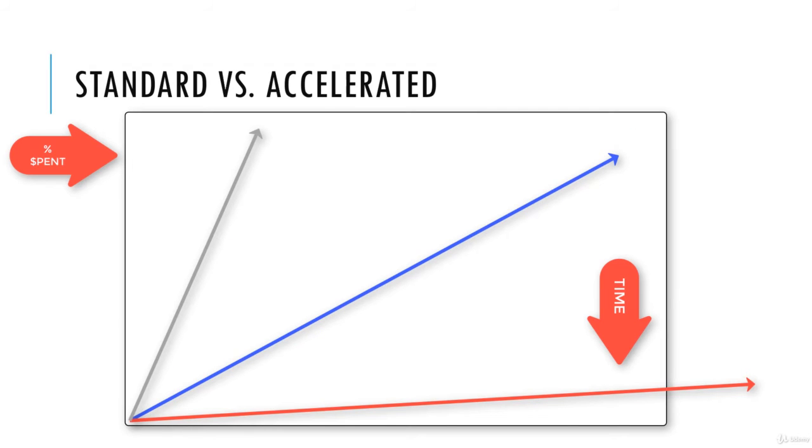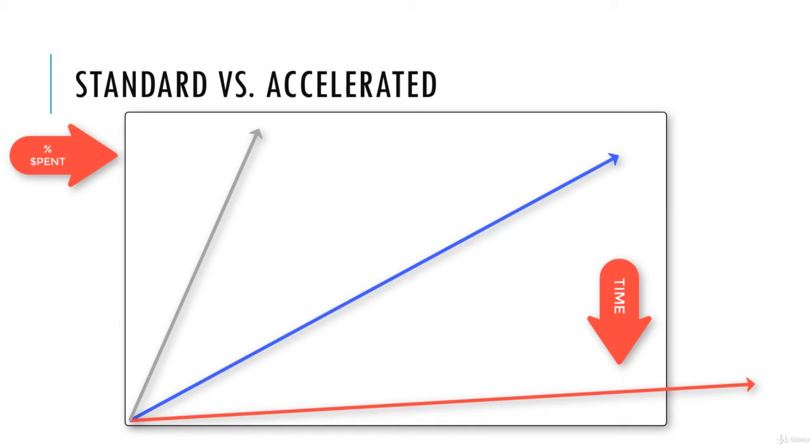Let's look at an example of standard versus accelerated. Each line represents an ad set with a $15 budget. Bottom is time. The up and down is percent of budget spent. So look at that top gray line. This is an example of spending your budget on an accelerated delivery schedule. You're spending it as fast as possible.